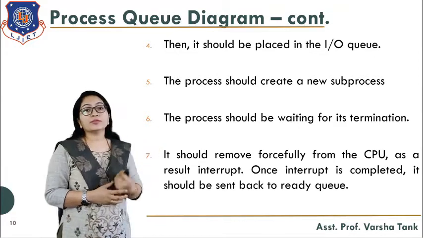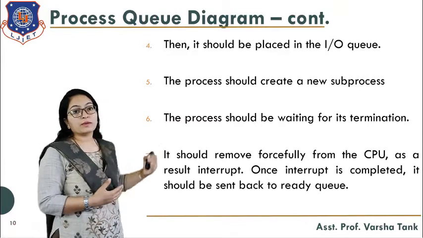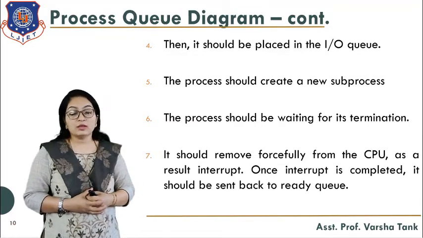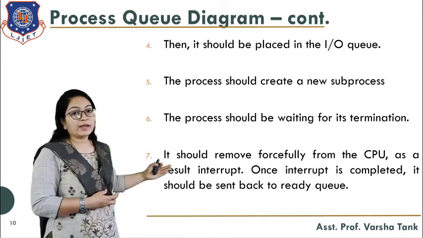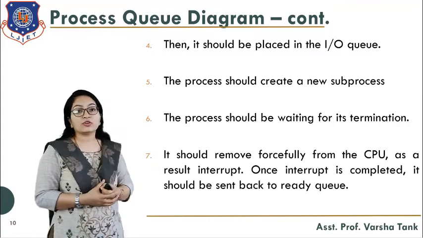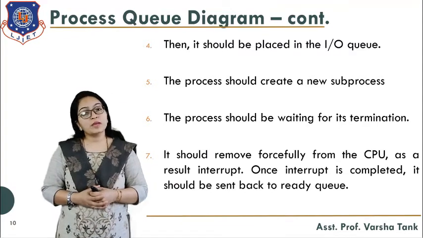Then next the process may create a sub process, and the process should wait for its termination. When the process creates its child, then the parent process has to wait for the child's termination. Then it is forcefully removed from the CPU. As a result of an interrupt, or once the interrupt is completed, it is sent back to the ready queue.